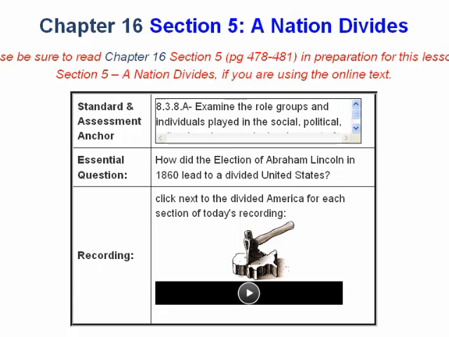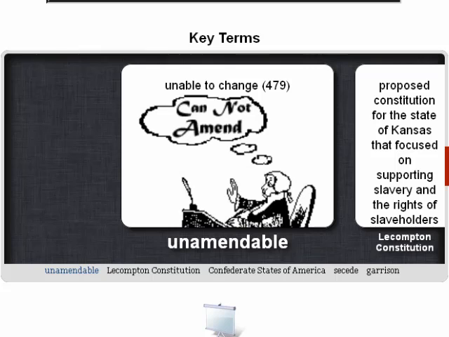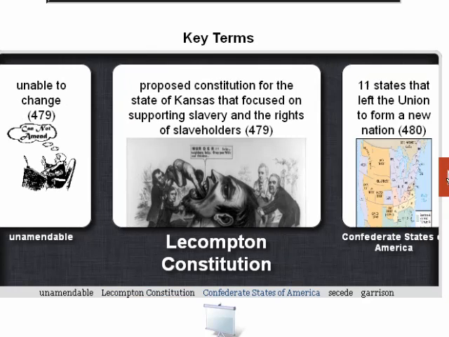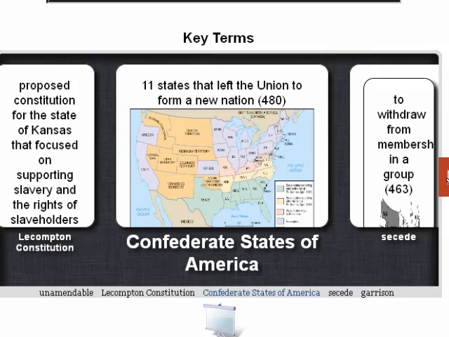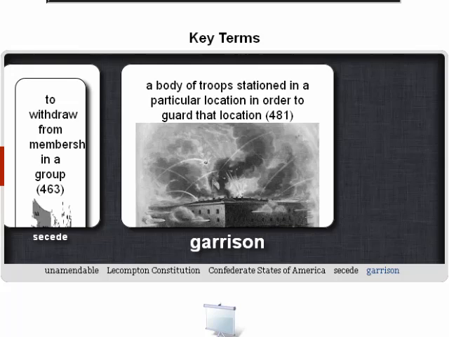So we're specifically going to be looking at the election of Abraham Lincoln and the things that happened in the country directly after. Our key terms for today are unamendable, which basically just means unable to change, Lecompton Constitution, the Confederate States of America, secede, which we've talked about before, which means to withdraw from membership in a group, and specifically we're talking about the Confederate States of America seceding from the United States, and a garrison.